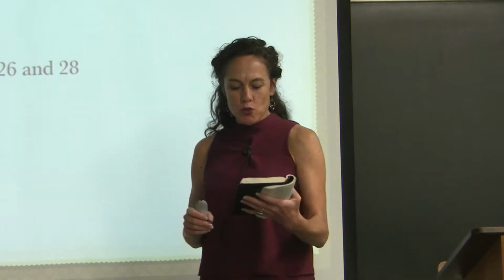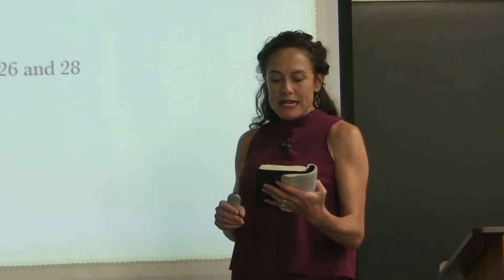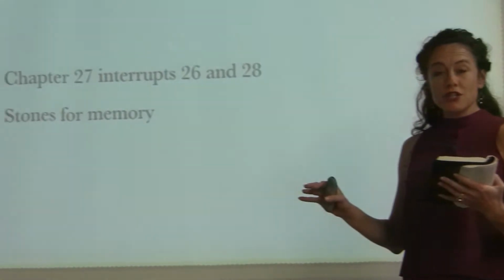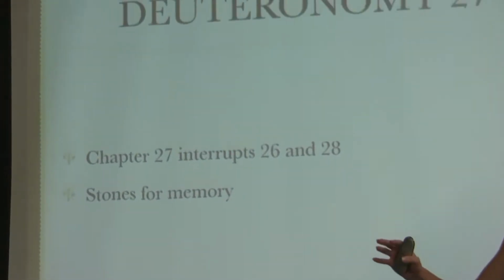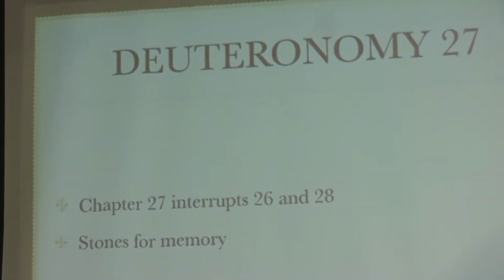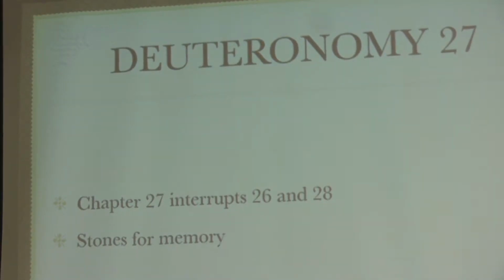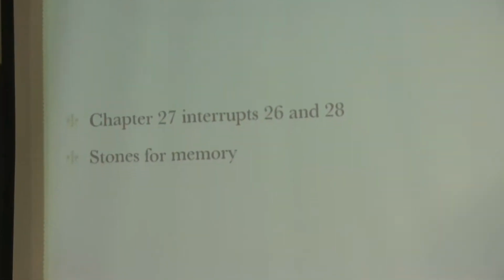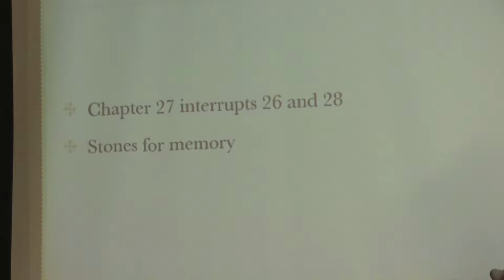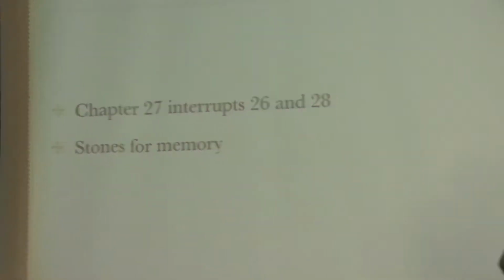So starting in chapter 27, verse 1, it says, "Then Moses and all the elders of Israel," right? So we have now switched and we're in this third person. It's the hand of the editor that seems to be quite obvious at this part in the chapter.